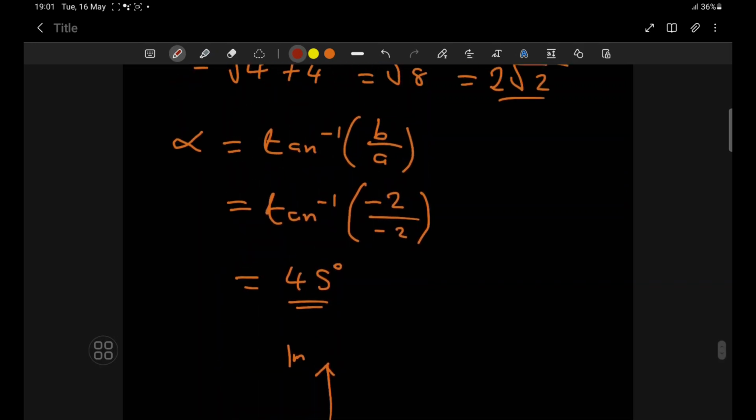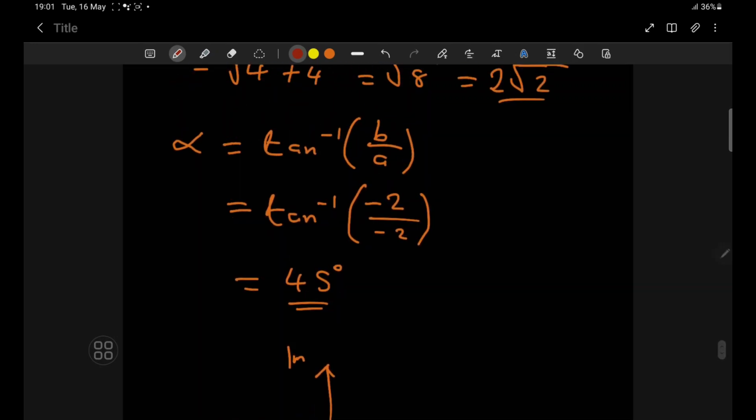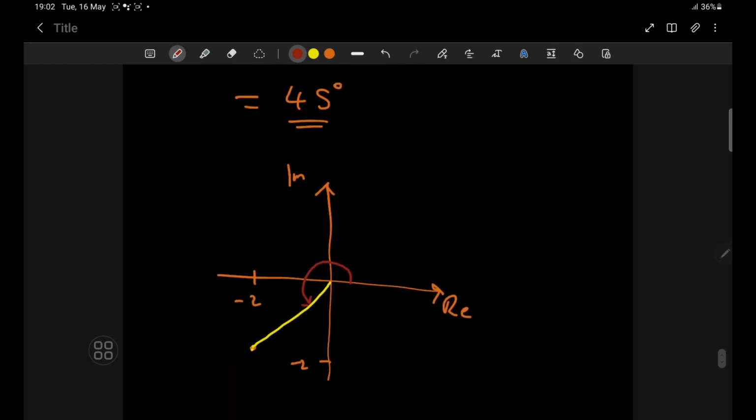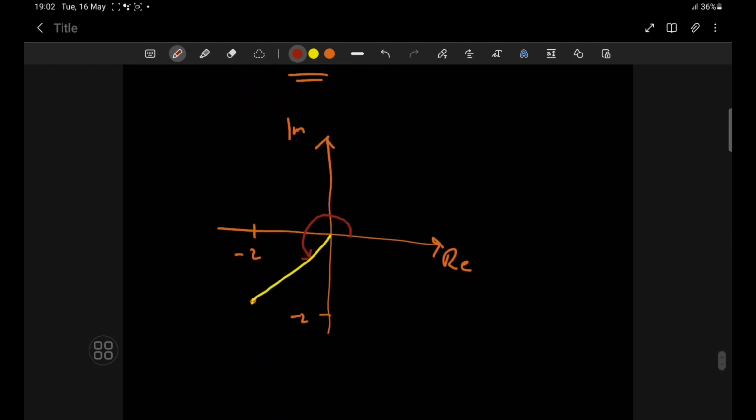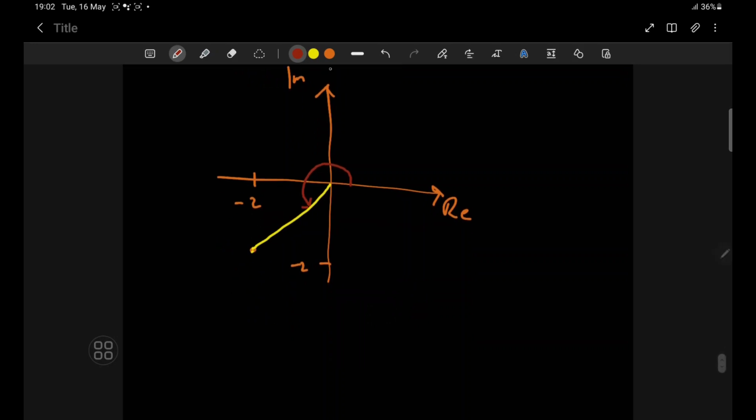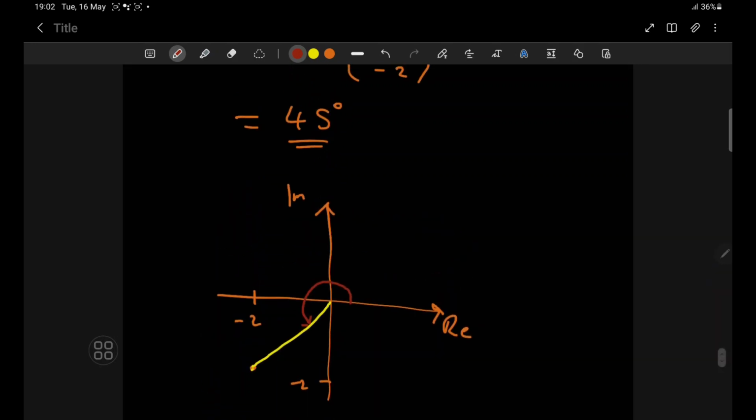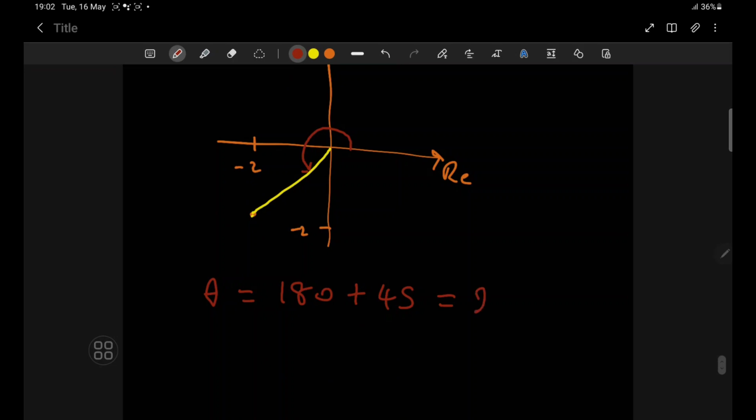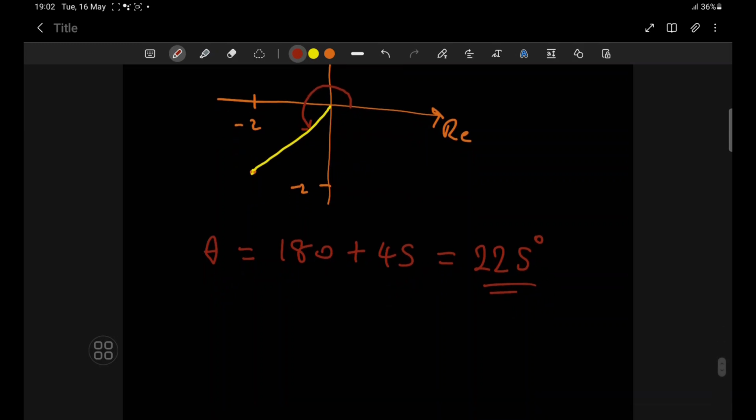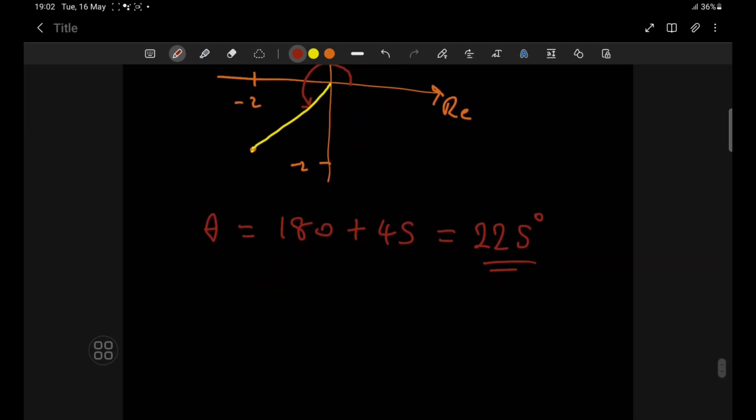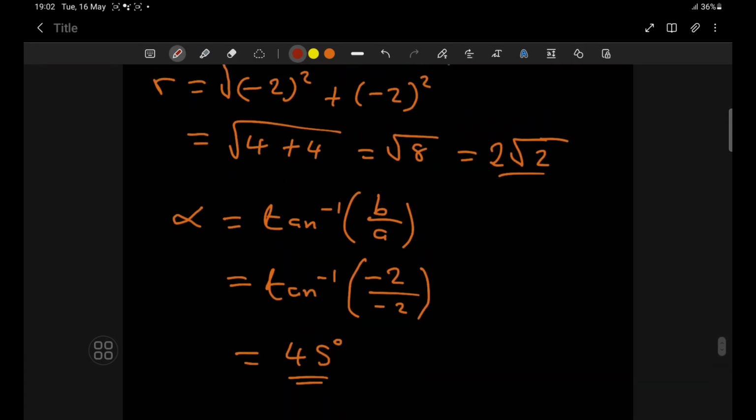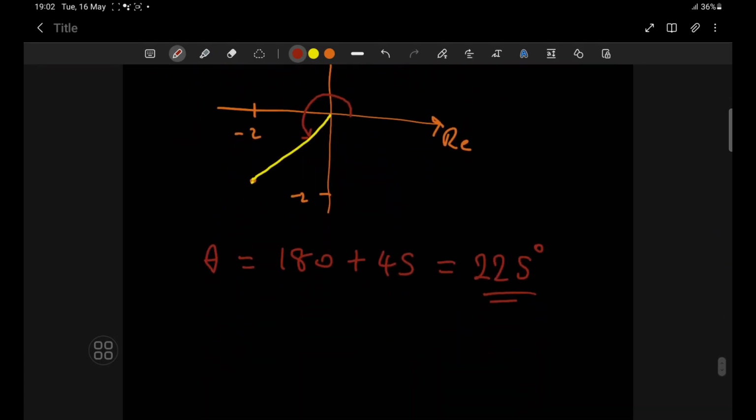So which means for our reference angle, we're going to add 180 plus 45 to give us the angle that we need, which is 225. So our theta will be equal to 180 plus 45 degrees, which is the reference angle that we got, which is equal to 225 degrees. So this is our theta. Okay, so now that we have our angle, we also have our modulus r. Our r was 2 square root of 2, and our angle is 225.